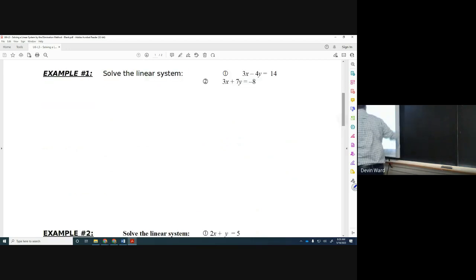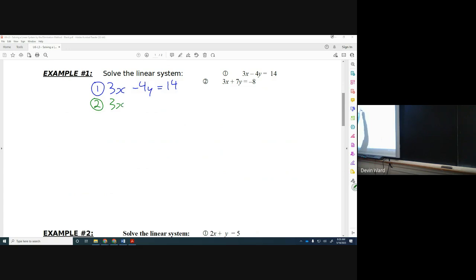Okay, so if I want to solve this linear system, that's step 1. We have 3x minus 4y equals 14, and 3x plus 7y equals negative 8.